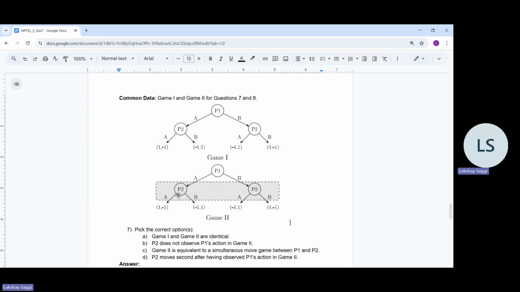So actually, player two cannot distinguish between these two nodes. In game one, player two can distinguish between these two nodes, so player two knows whether player one played A or played B. But in game two, player two cannot distinguish, so player two does not know whether player one had played A or played B. So this is kind of a simultaneous game, because player one is already playing without any information, and player two also does not have any information of A or B. So just by changing the information sets but keeping the underlying game the same, one was a dynamic game, the other a simultaneous game.